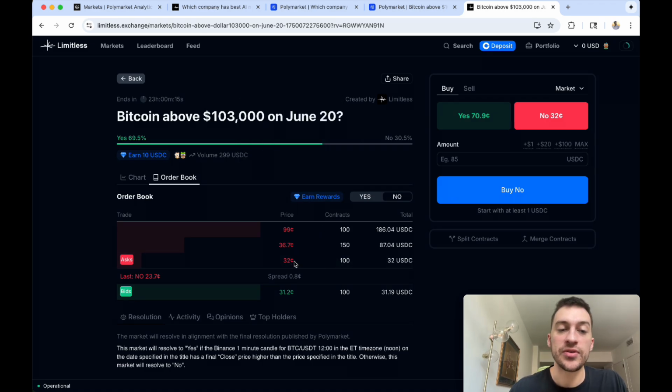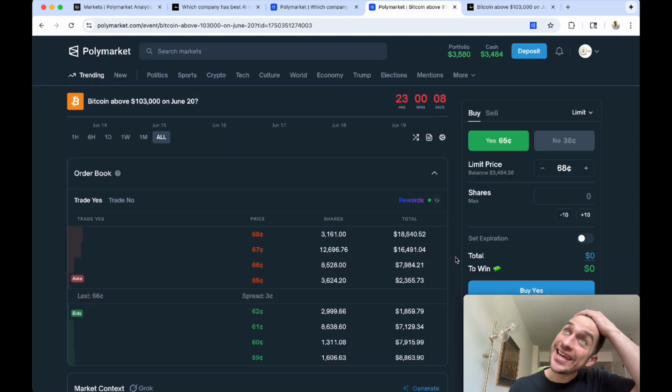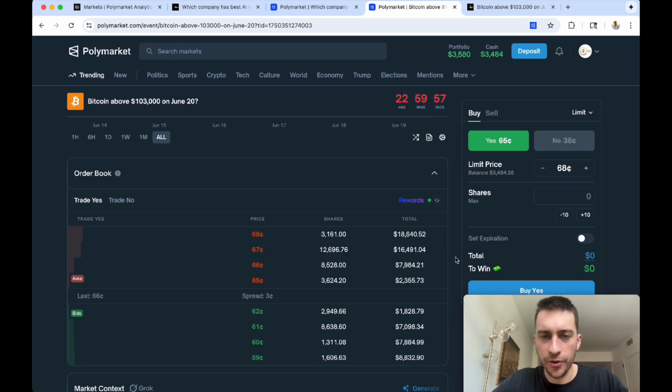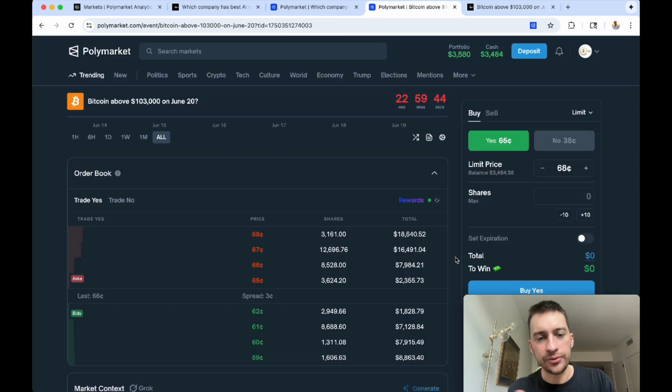You can buy at 32 here for no, and you can buy yes at 64, locking in a 6% excess arbitrage immediately. Now it's at 65, but still, it was 64 before. If you buy at 64 there and then also buy at 32 here, that's not a 6% arb. That would be a 4% risk-free profit. As you can see, there is so much arbitrage potential here, really all over the place.